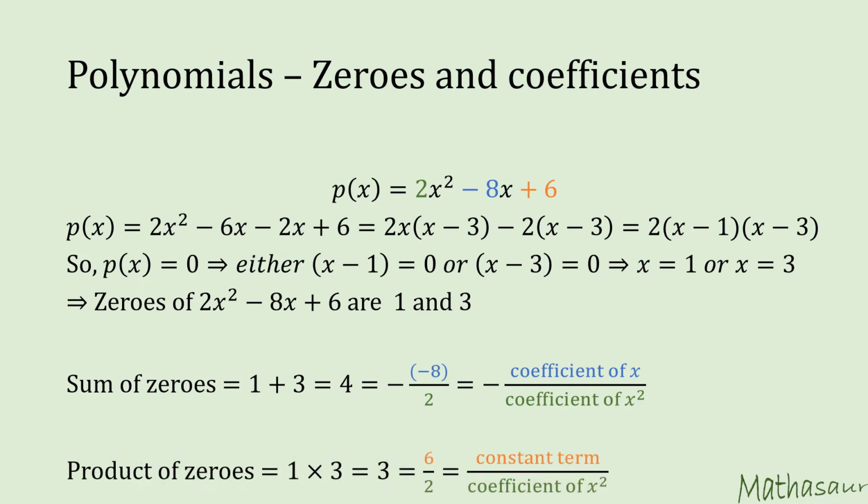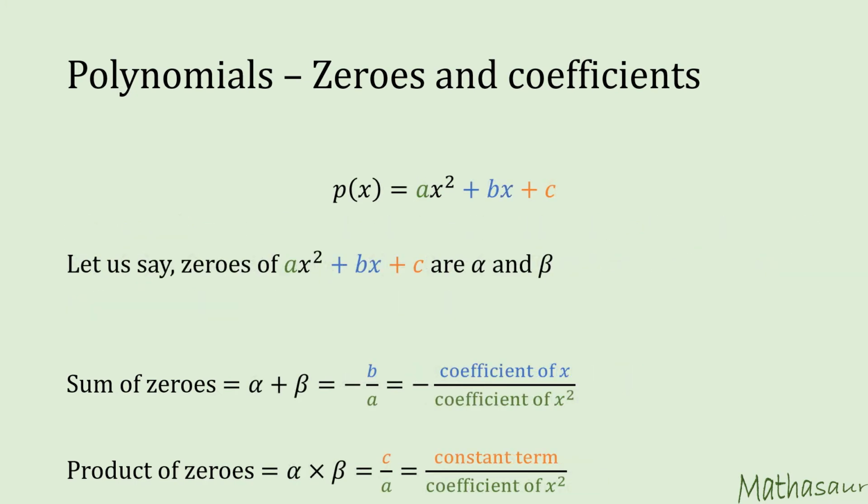Wow, that is equal to the constant term divided by the coefficient of x square. Let us make this easier. Let us write the polynomial as ax square plus bx plus c, and let us call its zeros alpha and beta. So we see that alpha plus beta is equal to minus b by a, and alpha times beta is equal to c by a.